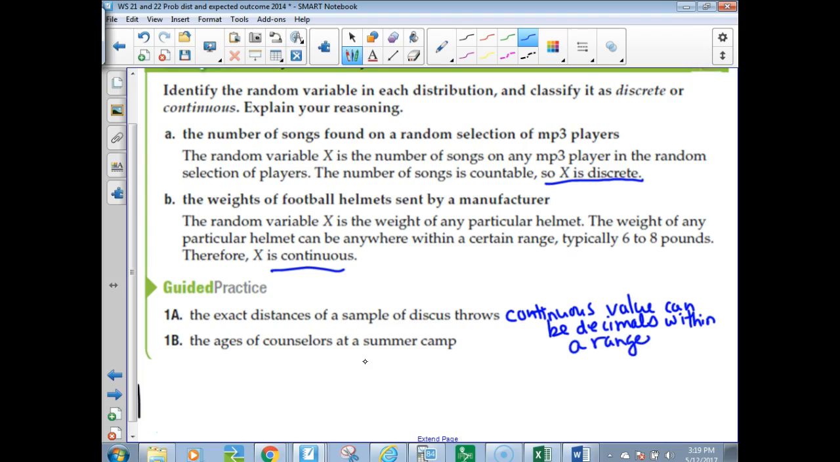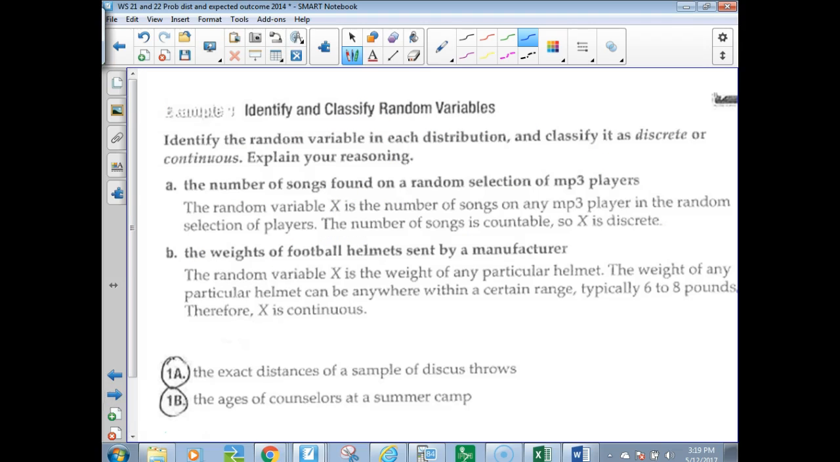The ages of counselors at a summer camp. Now, typically when you ask somebody how old they are, they usually say, I'm 16, 17, 18, 25, whatever. I don't go, 16.2, you don't do that, do you? All right, they're wanting us to say that this is discrete. Oh, I'm 17 3/4. Most people don't do that, right?